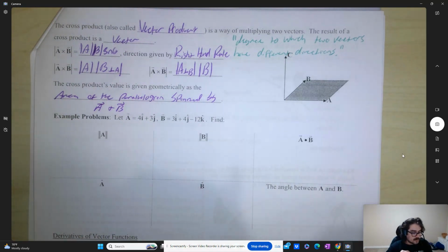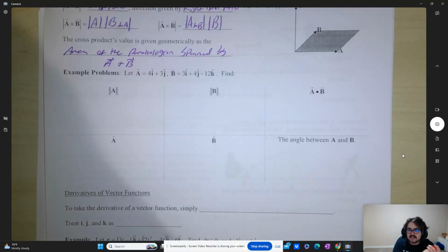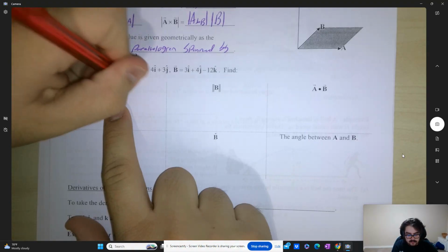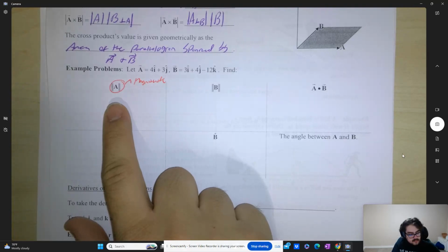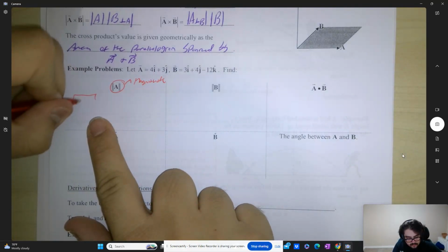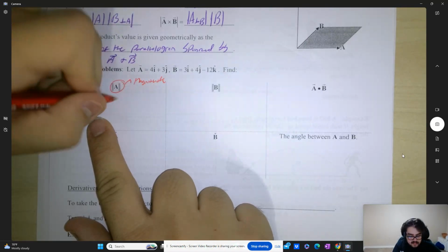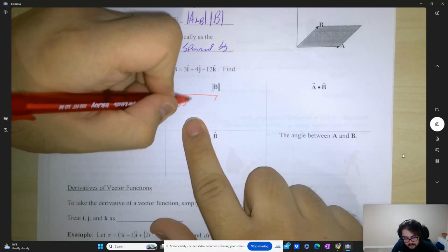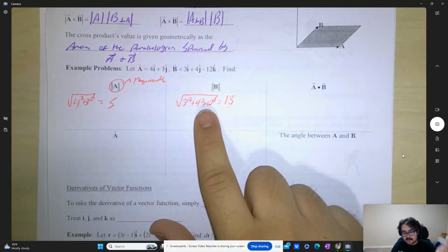Okay, let's do some more examples. How do we find the magnitude? This is really just saying magnitude, even though there's two lines there. Magnitude of A is just root 4 squared plus 3 squared, and that's going to give us 5 because it's a Pythagorean triple. Magnitude of B is root 3 squared plus 4 squared plus 12 squared. That's going to give us 13. We did that earlier.